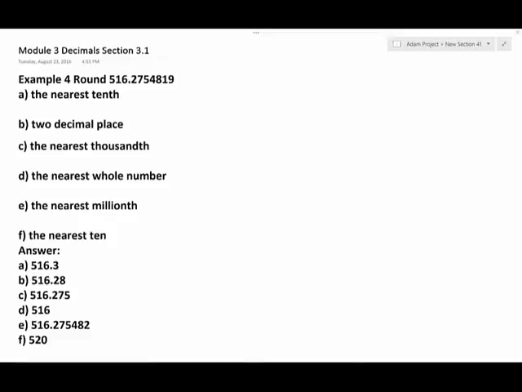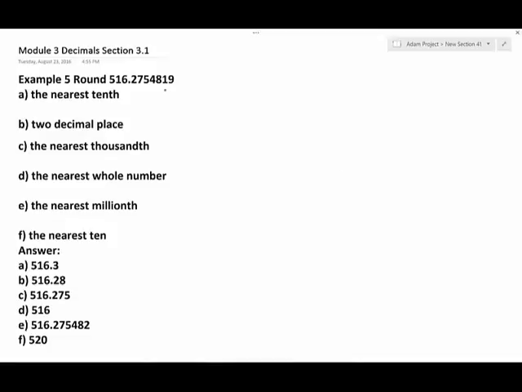Let's look at module 3 decimals, section 3.1, example number 5 actually. So we're gonna round 516.2754819 to the following digit. First of all, let's round it to the nearest tenth.